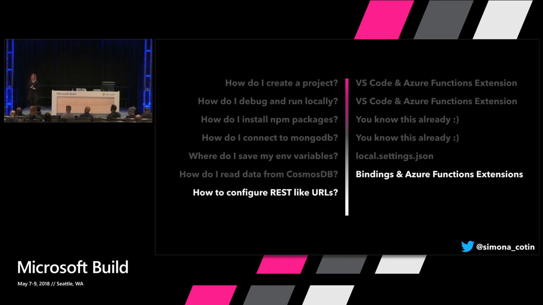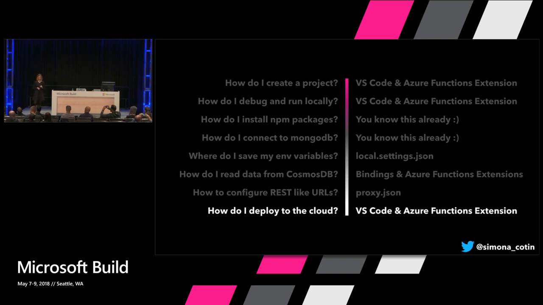How do we configure REST URLs? Well, we make sure that we use proxies.json, but also we can use the function.json file. And finally, how do we deploy to the cloud? Again, we make use of VS Code, but also we can use GitHub and other CI tools.